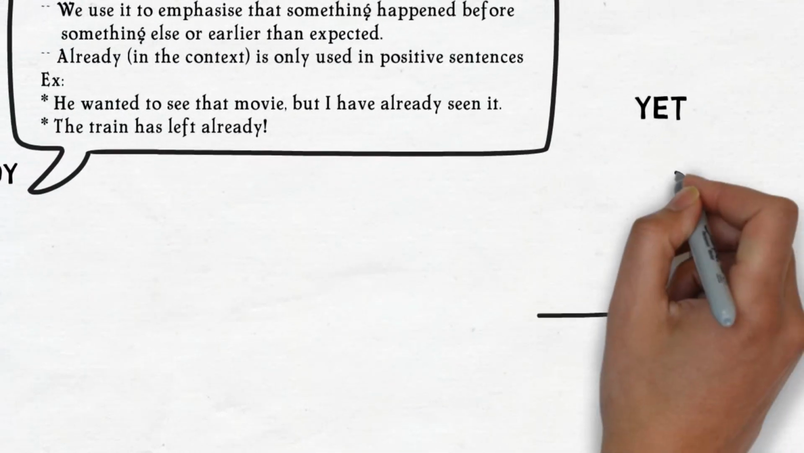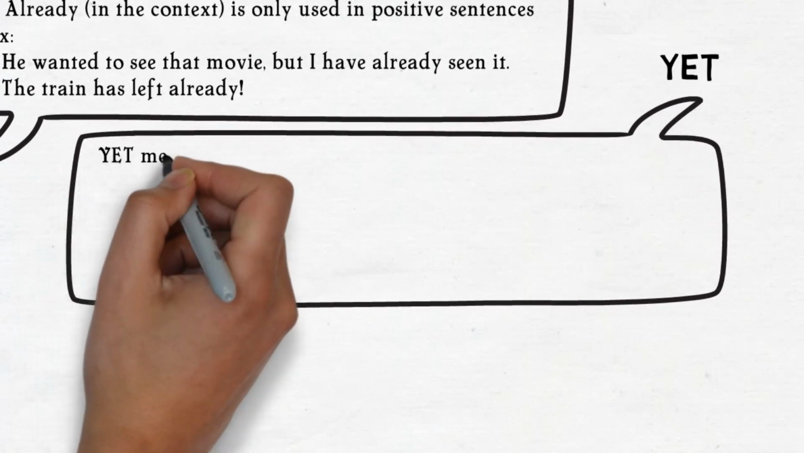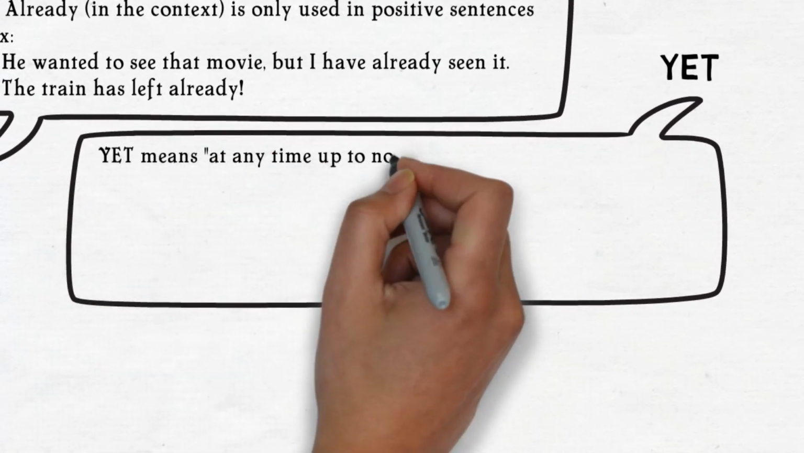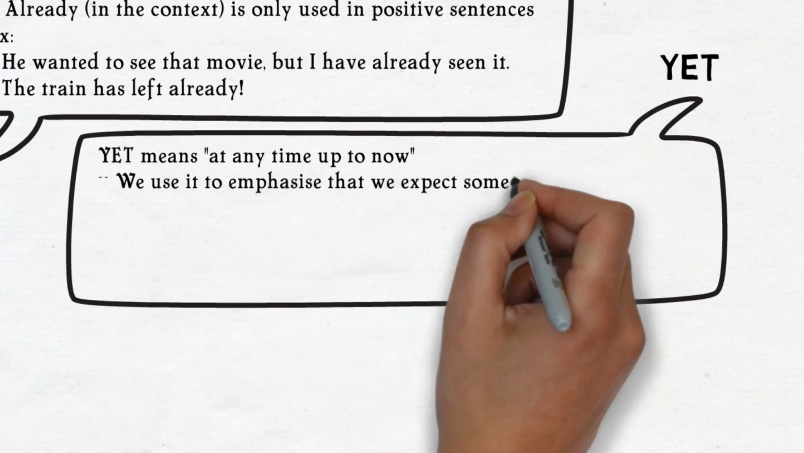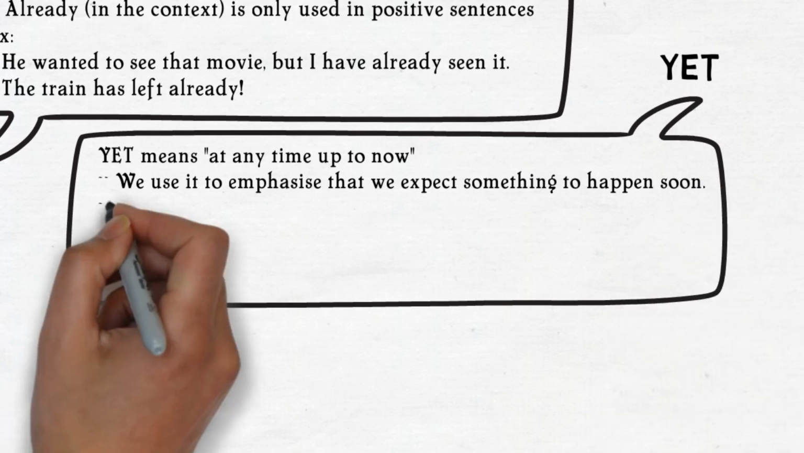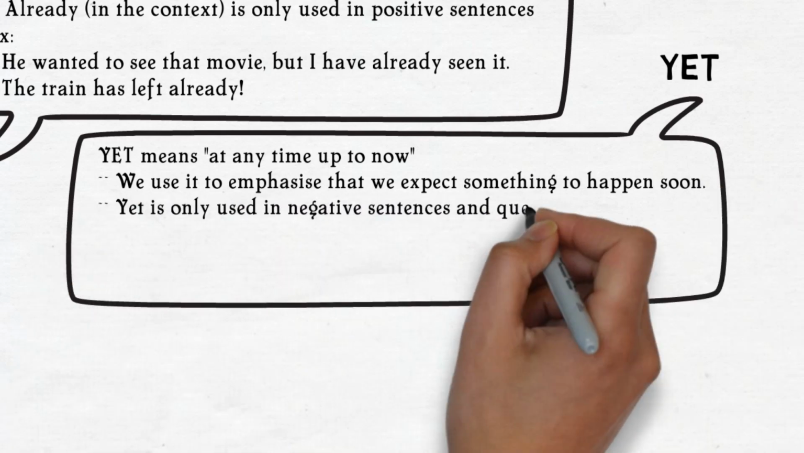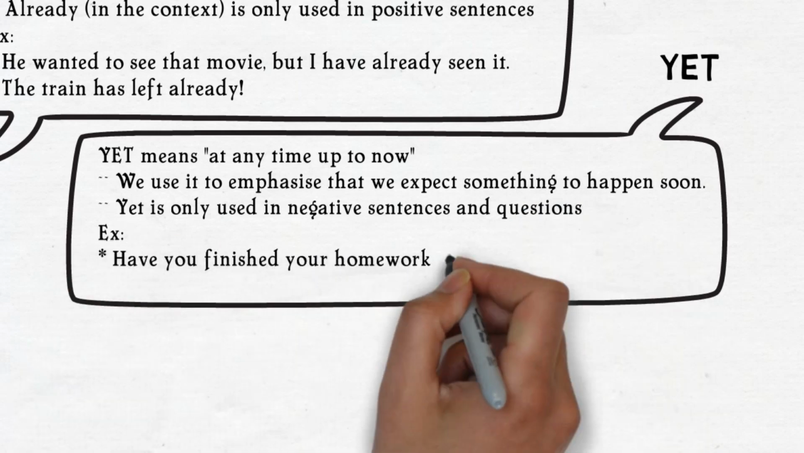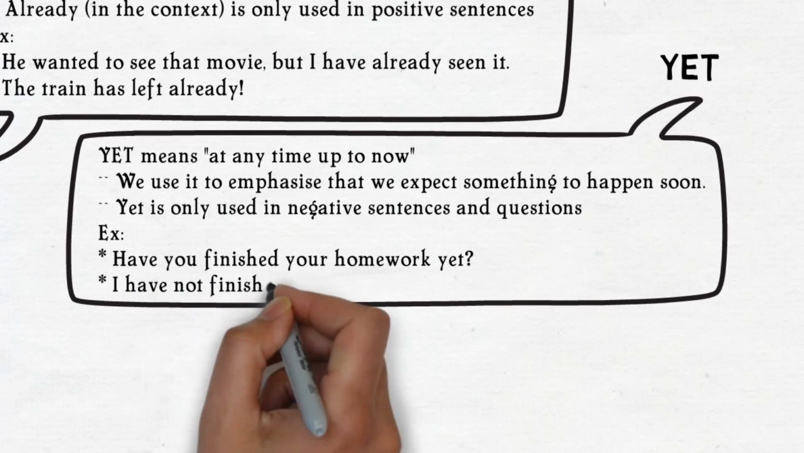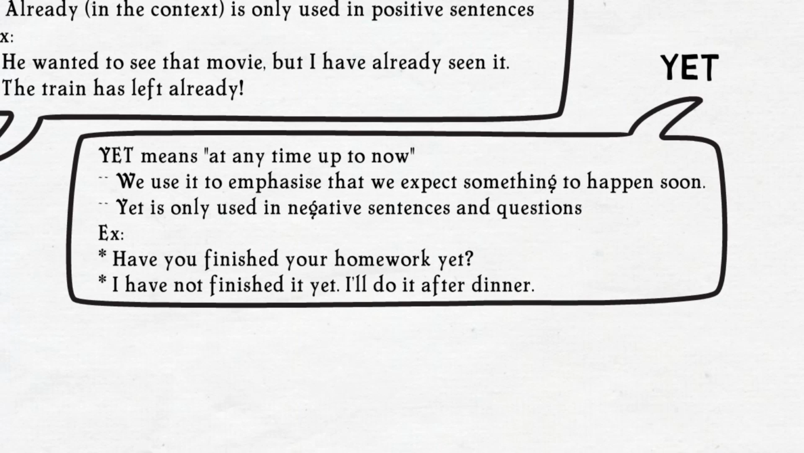So the second is yet. Yet means at any time up to now. We use it to emphasize that we expect something to happen soon. Yet is only used in negative sentences and questions. For example, have you finished your homework yet? Second, I have not finished it yet. I'll do it after dinner.